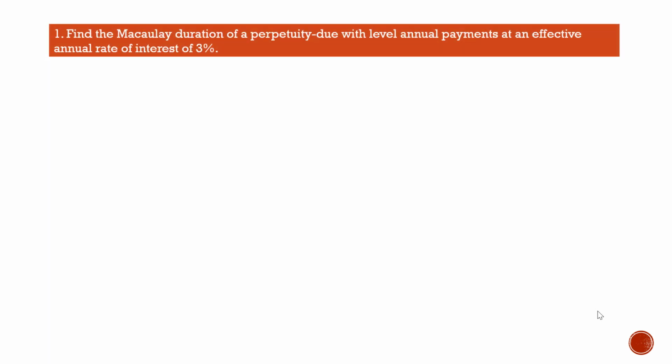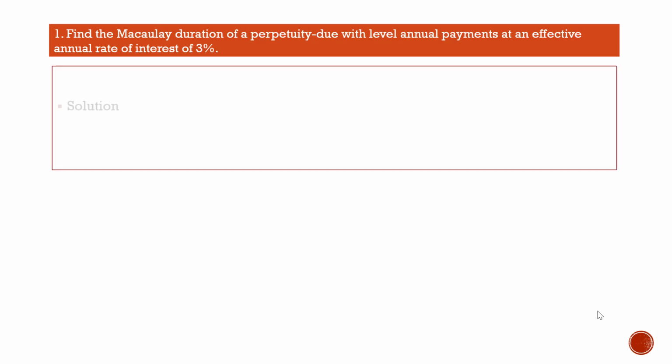So that was everything about duration. Now we are going to do some practice. The first question: find the Macaulay duration of a perpetuity due with level annual payments at an effective annual rate of interest of 3%. So just use the formulas.